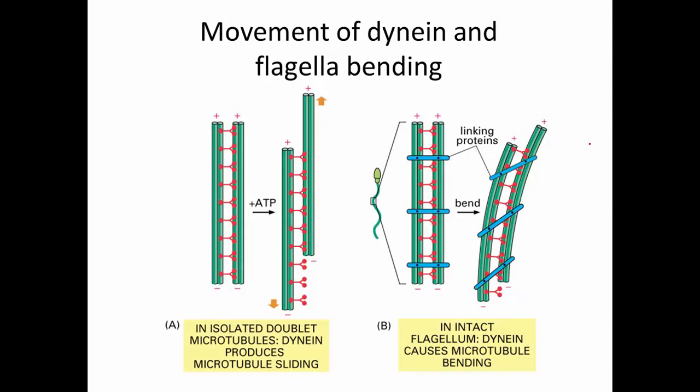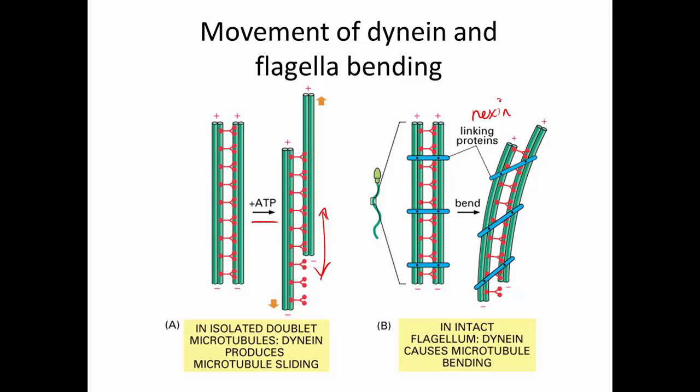If we look without the nexin and we add ATP, these two slide apart from each other. If we add these linking proteins, the nexin, then those microtubules are held together, and then we get a bending motion instead of a sliding motion. And this sets up the waveform of the flagella or the cilia.